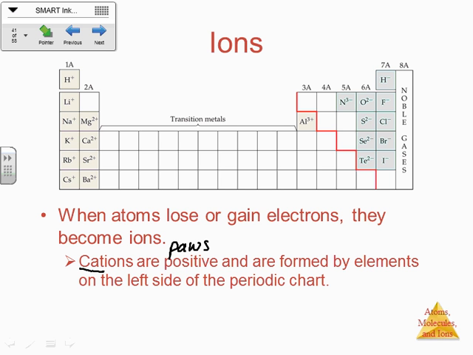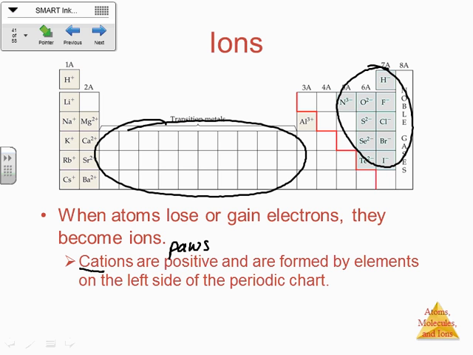Cations are found on the left side of the periodic table. All the metals are going to form cations. They didn't include this in here, but all the transition metals will also form positively charged ions. The anions are negative. You're going to find those on the right side of the periodic table. Those are the ones that, when they form together, typically form covalent compounds. If you have a metal and a non-metal combining, then you're going to form an ionic compound.